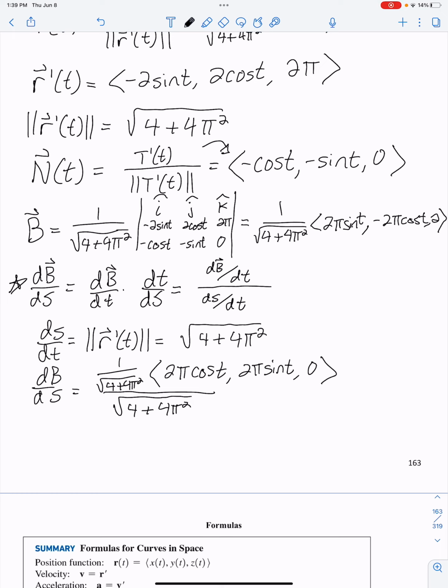So dB ds, things work out for us. We get 1 over, the square roots are gone here. I'm going to have to make my work smaller. Forgive me, to make room. The square roots are gone, and then I got 2 pi. We could even factor out that 2 pi if we wanted to. Let's do it, 2 pi. And then it's times cosine t, sine t, 0. So that's dB ds. So our last thing, let me shrink this up so I have room to write.